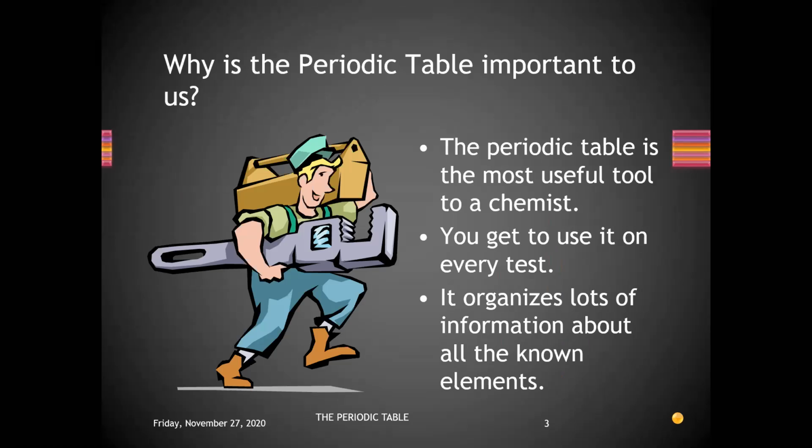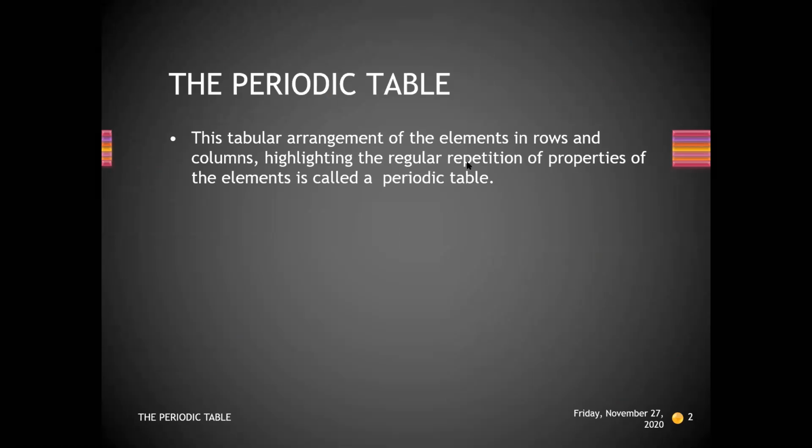But what's the advantage of using a periodic table, or arranging the elements on the basis of their atomic number or the repetition of properties? This tabular arrangement of elements in rows and columns highlights the regular repetition of the properties. When we find elements that have similar properties, this table is simply termed the periodic table. Why is the periodic table important?